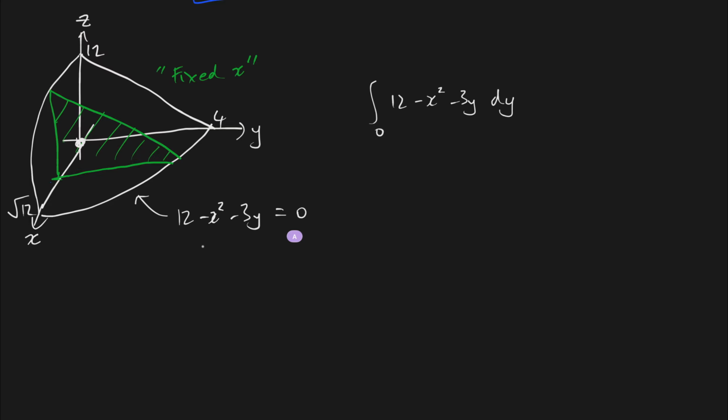So we're going to say, okay, 3y equals 12 minus x squared. So y equals 4 minus a third x squared. And that is therefore going to be our upper bound here: 4 minus a third x squared, right? Because y goes from 0 to whatever y is defined by this line here. So that's going to be our inner integral. Let me just highlight that. So this is our inner integral.